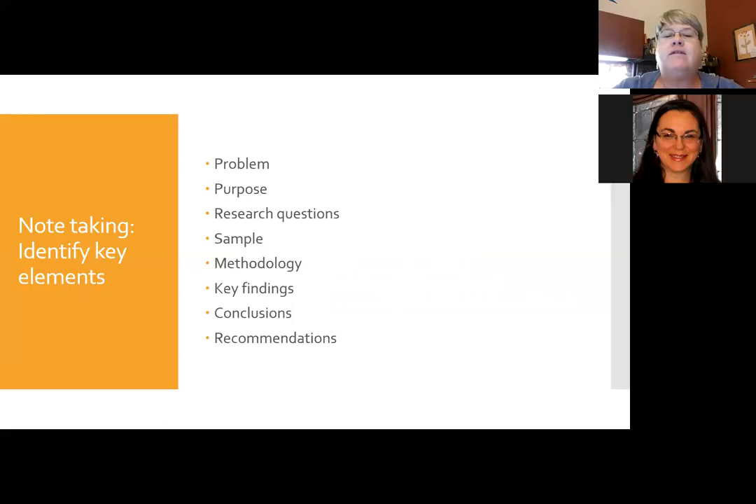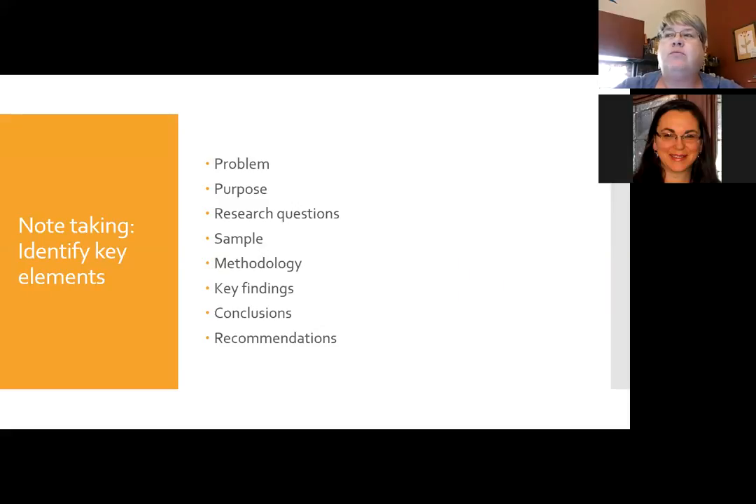And then I recognized I wasn't going to be able to use all of that information in my literature review, because a literature review is not as long as what the notes I was taking were. And so I started to be more consistent and more systematic about it. So these are some key elements that you might want to use to identify in your notes.